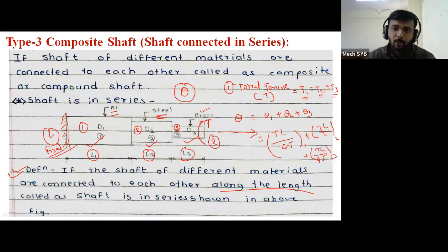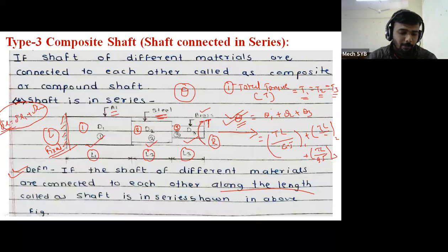So like that, we have to calculate the total angle of twist. This concept is somewhat similar to the linear deformation. Just as when calculating delta L, total deformation is equal to delta L1 plus delta L2 plus delta L3, similarly here we are calculating theta. But what is the difference? Delta L represents the linear deformation and theta represents the angular deformation.